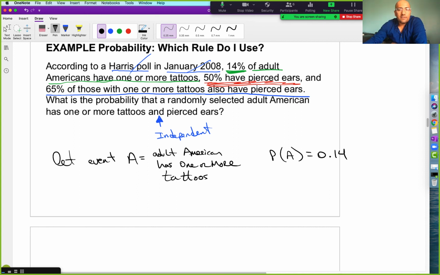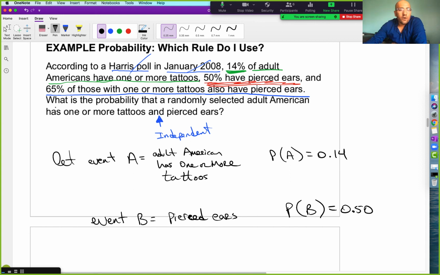Okay, has pierced ears. Let's call that event B. Event B is pierced ears. The probability of B equals 50%.